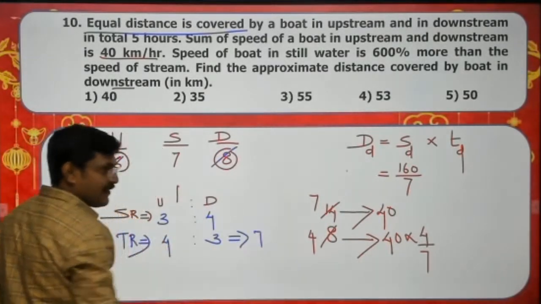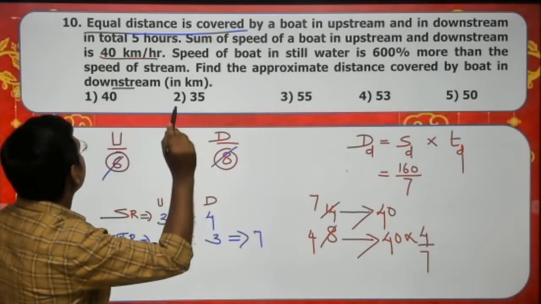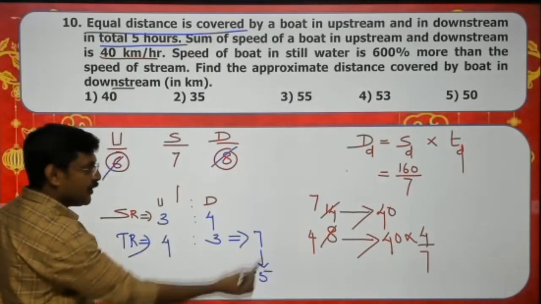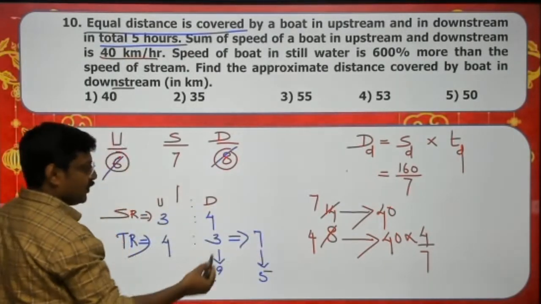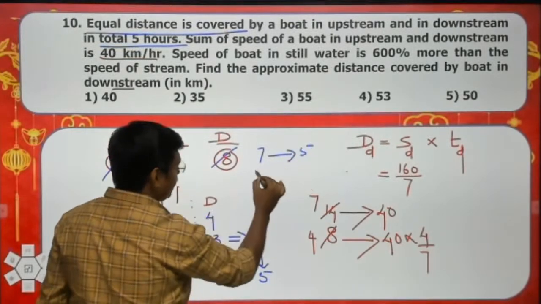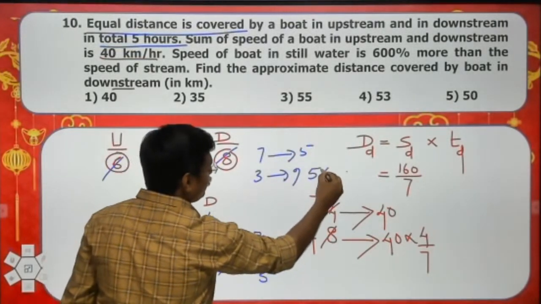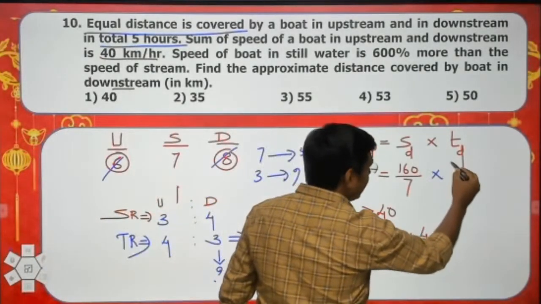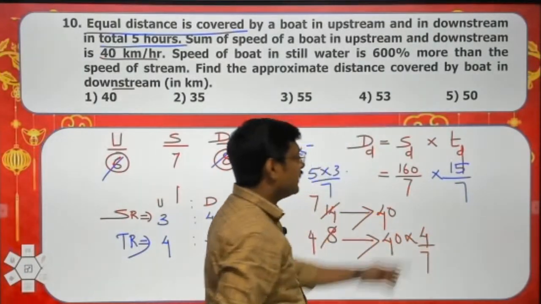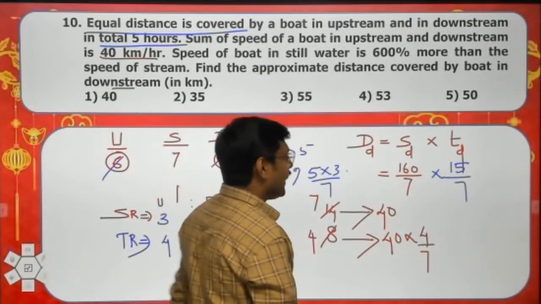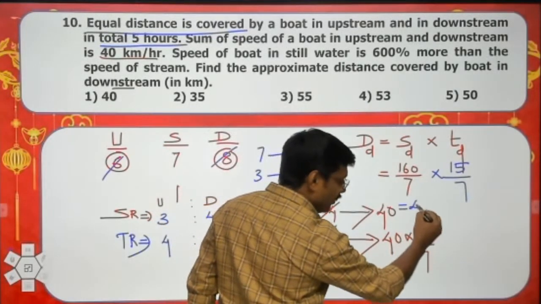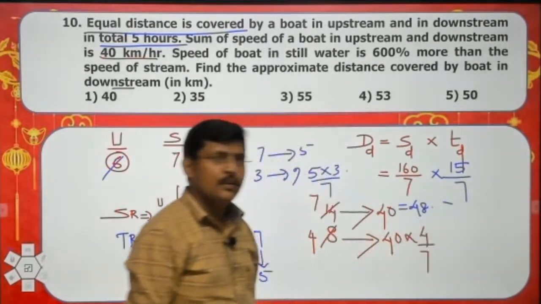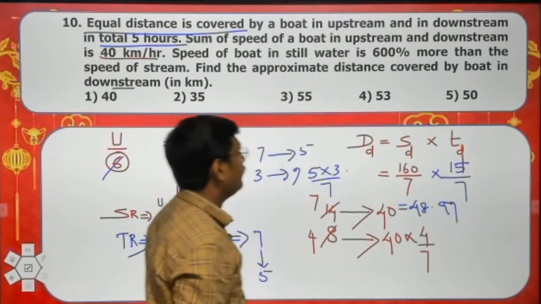If the total time is 7, that 7 corresponds to the total time, clearly given as 5 hours. So this 7 corresponds to 5 and we need to find the downstream time. So 7 corresponds to 5, 3 corresponds to, 5 into 3 by 7, right? So 15 by 7. So we got the time also as 15 by 7. That means the downstream time. On cancelling and calculating, you will get this as 48 point something, 48.997 like that.